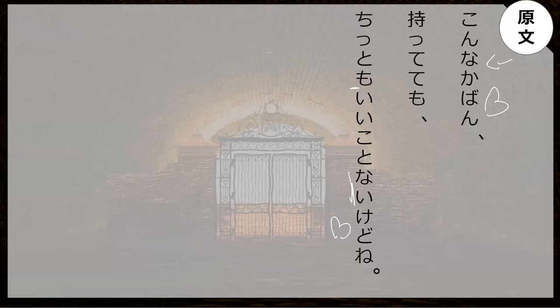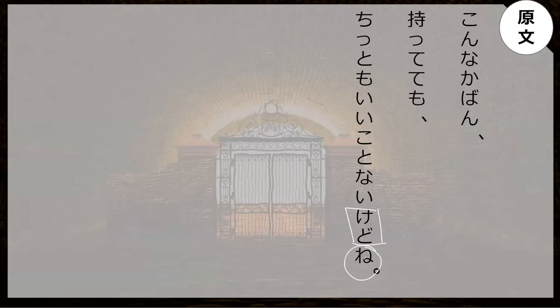So the main character says, maybe I shouldn't have sat on the bag, but there's no reason for me to be holding the bag right now. It's like there's no good reason for me to be holding the bag when the gate's not opening. However, kedo is like, however, yeah. Kedo ne.